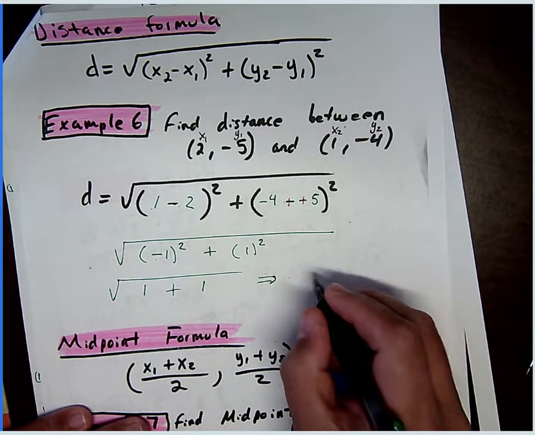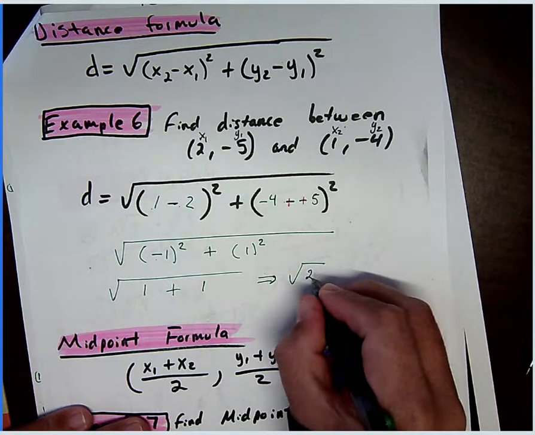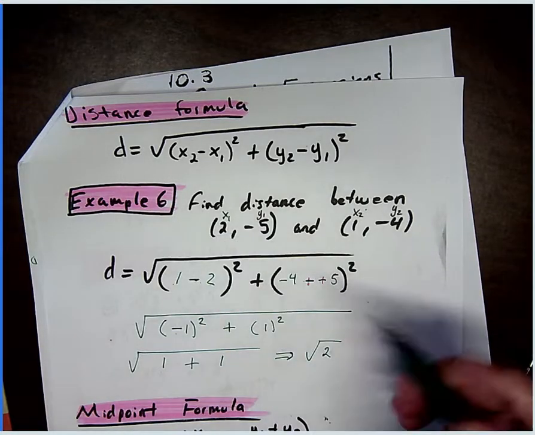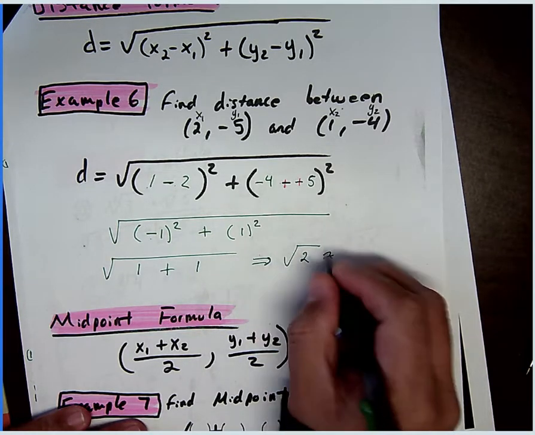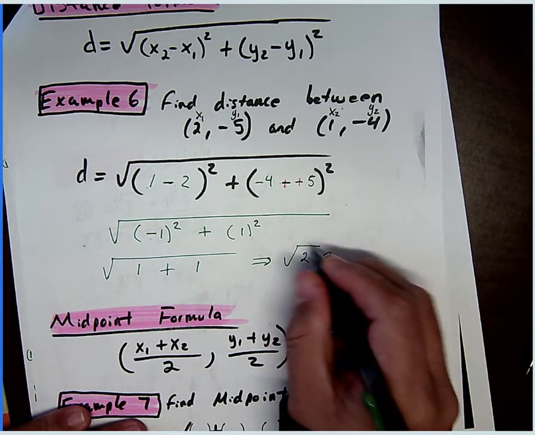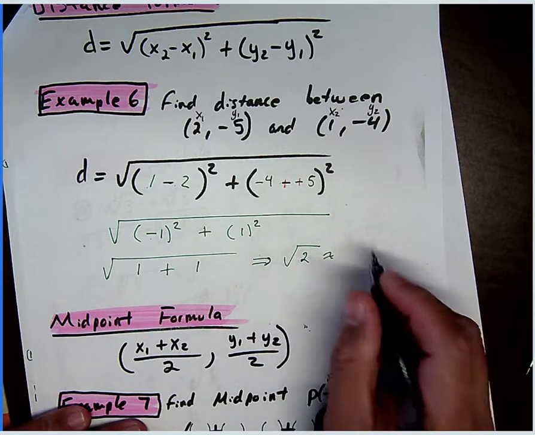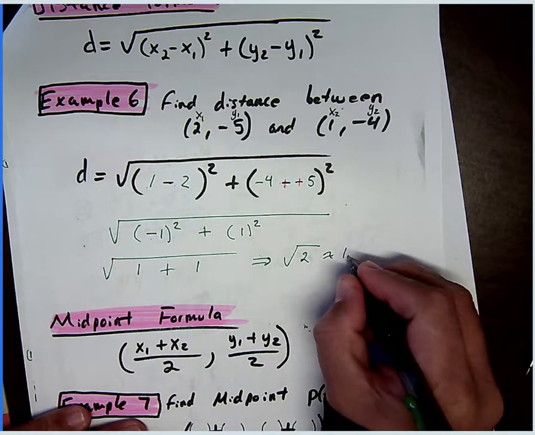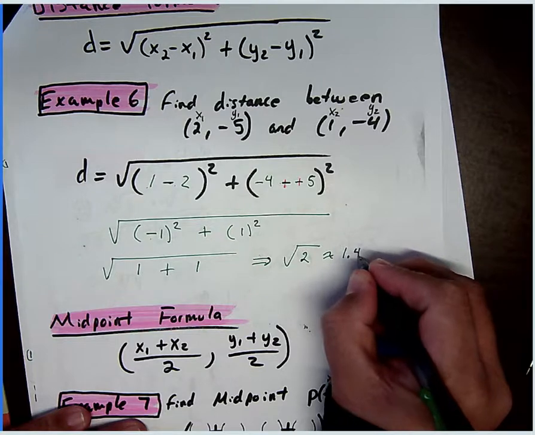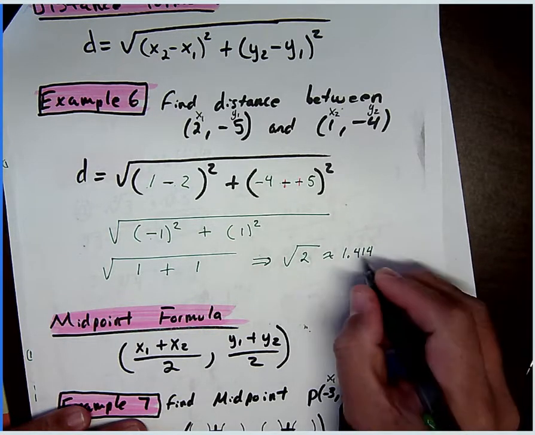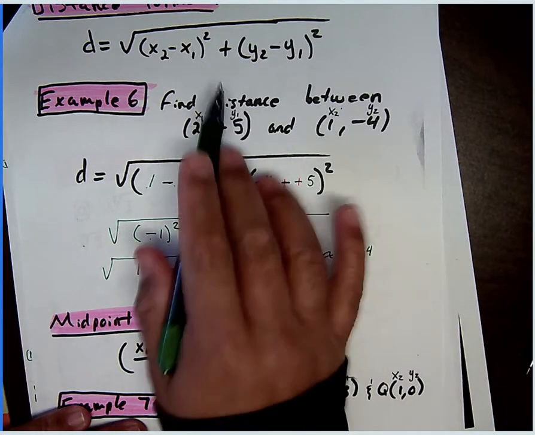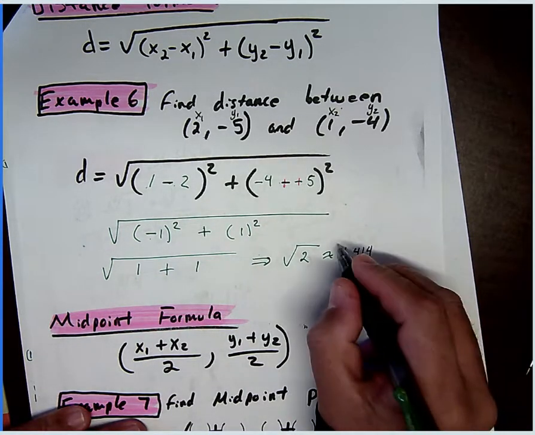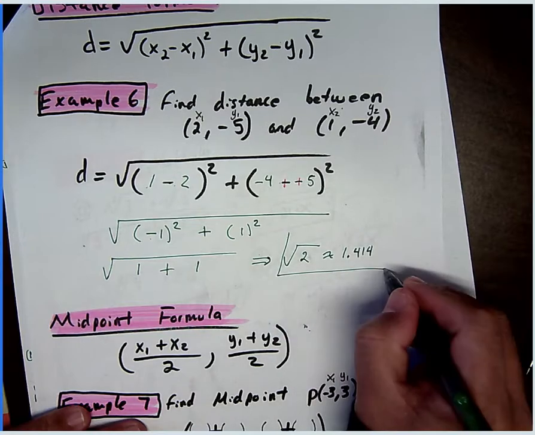So this would be the square root of 2. For distance, it's better if you actually do the square root of 2 in your calculator so that it gives you a decimal. So this one gives me 1.414. So that would be the distance of these 2 points. This one right here.